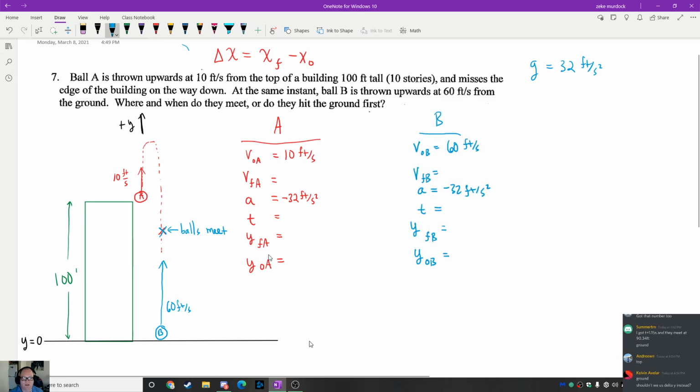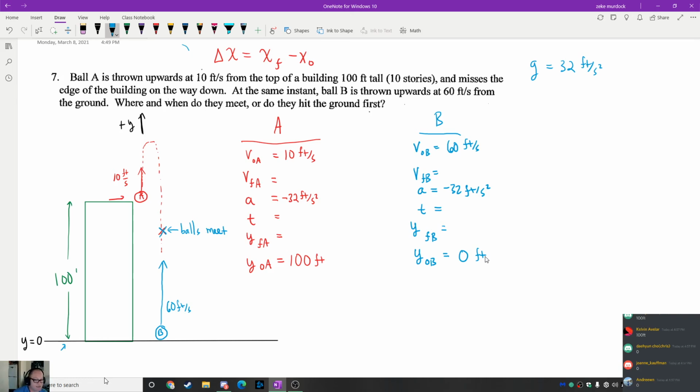So we don't know time. What's y initial for A equal to? We picked y equal to 0 to be the ground, right? So what's y initial for A going to be? 100 feet, right? It starts right here at a y coordinate that is 100 feet up from the ground. So y initial for A is 100 feet. What's y initial for B? 0, right? Okay. Now, before I say anything else, I just want to check with everyone. Is there any other information that I'm missing? Or did I already write down all of our information?